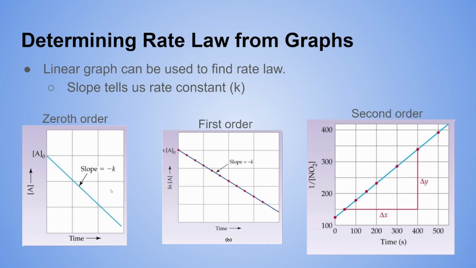But what you need to understand from this slide is that your slope is your rate constant. Your slope here, it's a negative slope. It's your negative rate constant. Here, slope, negative rate constant. And once again, here, your slope is your rate constant.